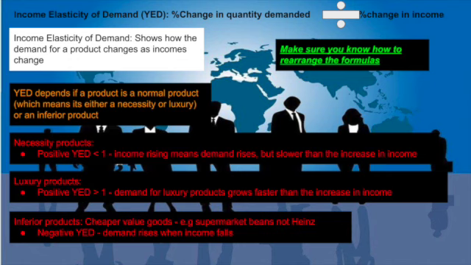Luxury products have a positive income elasticity of demand that's greater than 1. And then inferior goods, which are just cheaper value goods such as supermarket beans, not Heinz beans, have a negative YED. From this slide, you just need to remember the definition, the formula, and when it's a necessity, luxury, or inferior good.